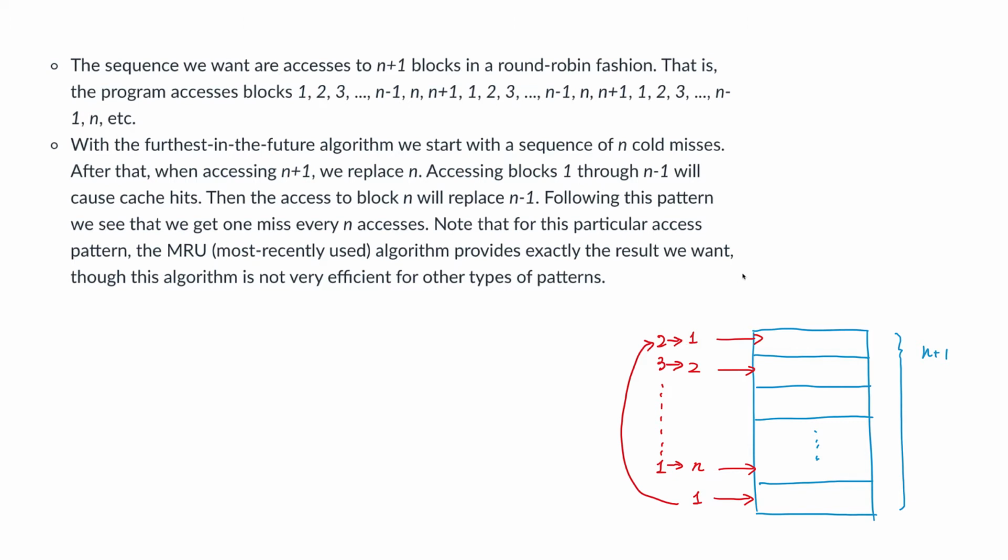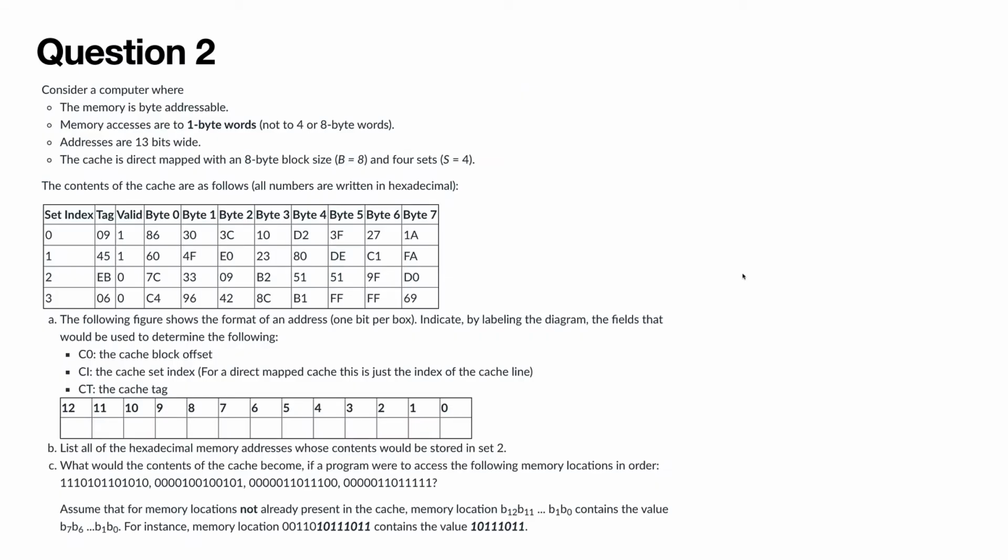And now let's check out question 2. We have 3 questions inside question 2. Consider a computer where, first, the memory is byte addressable. Second, memory accesses are 1-byte words, and addresses are 13 bits wide. The cache is direct mapped with an 8-byte block size, b equals 8, and 4 sets, s equals 4. And here's the content of the cache.